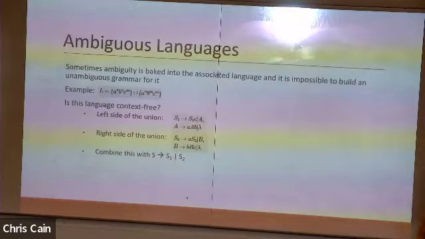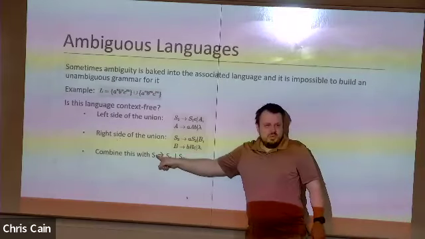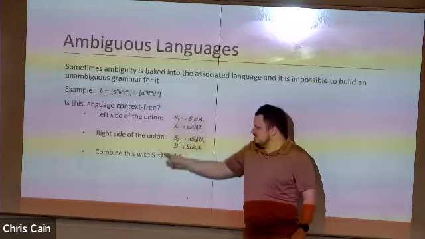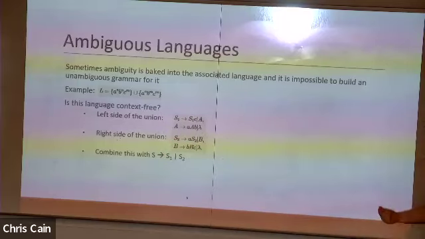But note that that decision has to happen immediately. As soon as you read the start symbol, you don't get to wait and count some numbers to decide which one you're in. You need to decide immediately, am I in the left-hand side of the union or the right-hand side of the union? Does that make sense?